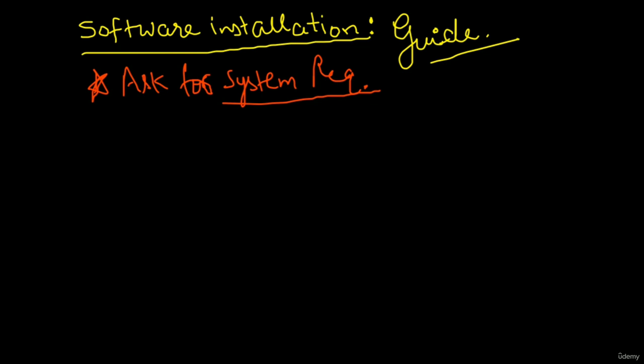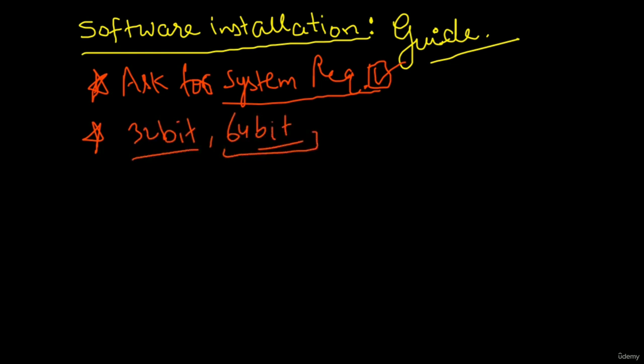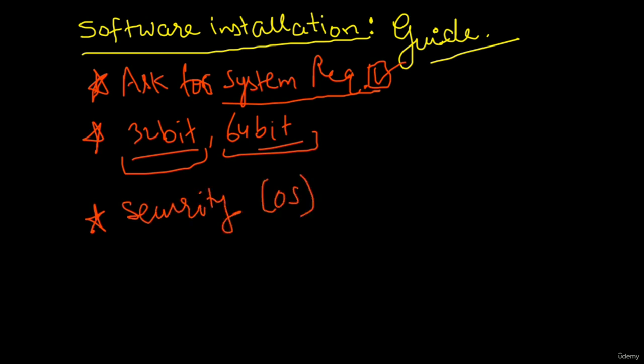If it passes, and the system requirement is met, it will ask you which version you are using, 32-bit or 64-bit. That actually determines the speed at which that software can install on your system. And then our system checks sometimes for security, as an operating system, by default security or firewall checks for that, and then it gets installed.